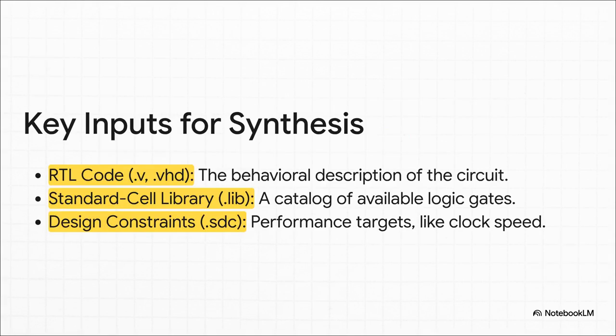Now, to get this job done, the synthesis tool needs 3 things. First, obviously, the code itself, the design. Second, it needs a standard cell library. This is just a big catalog of all the pre-designed parts, our prefabricated buildings, that it's allowed to choose from. And third, it needs a constraints file, which lays down the law. Things like, this chip absolutely must run at this clock speed.